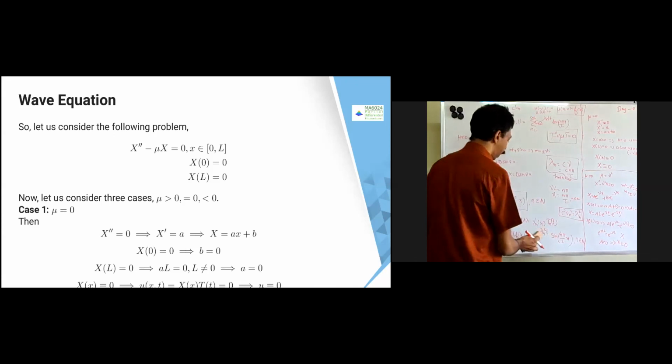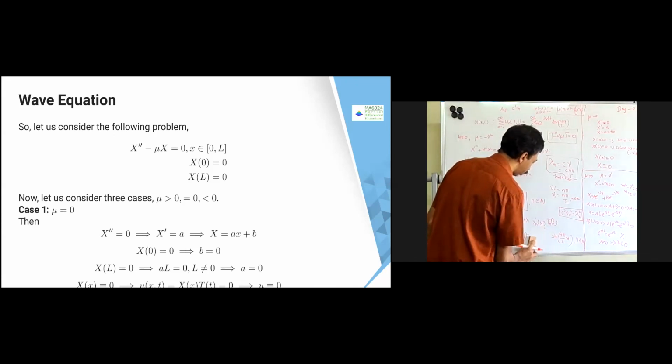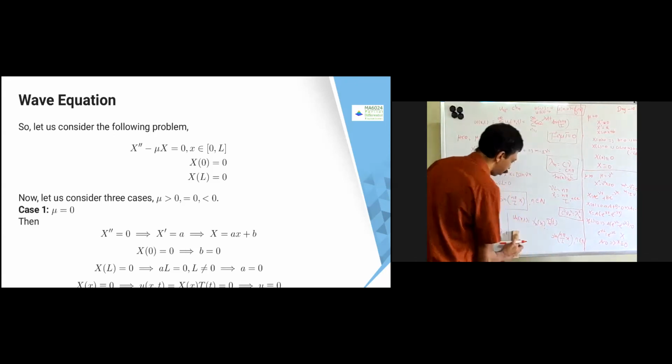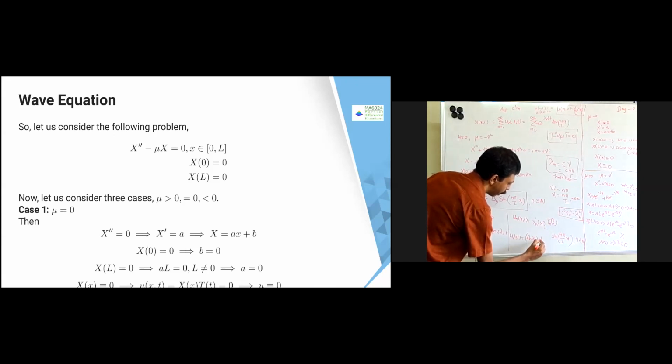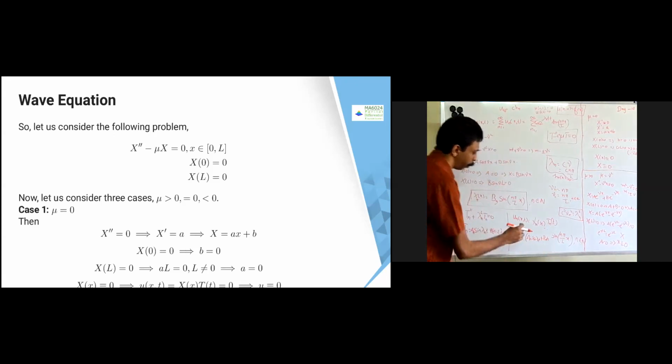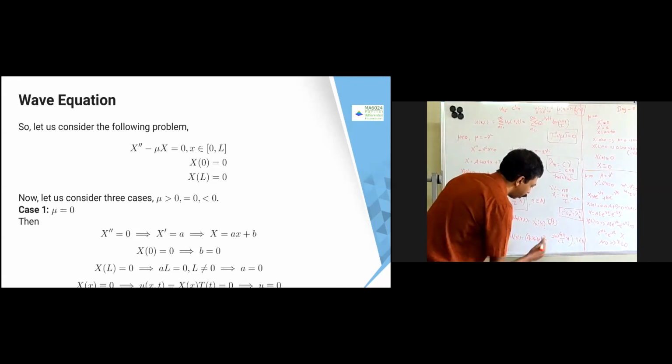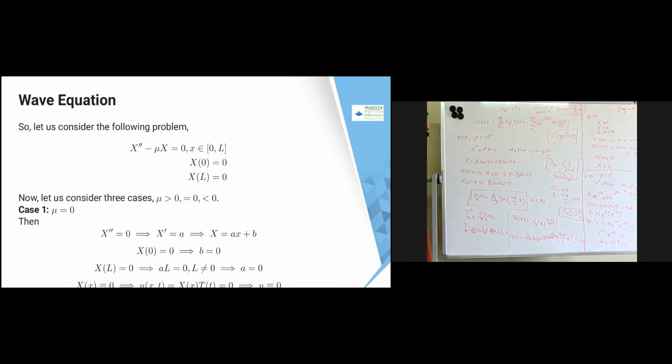Therefore, I'm just going to rewrite this. This is going to become u n of x comma t equal to a n sine lambda n t plus b n cos lambda n t. So this is going to become the same kind of thing that you did.